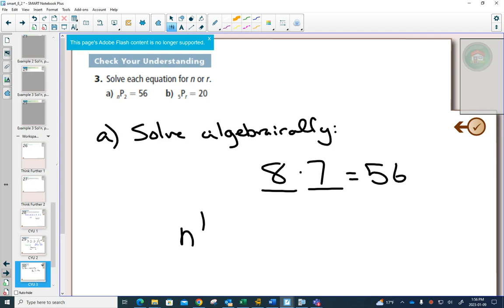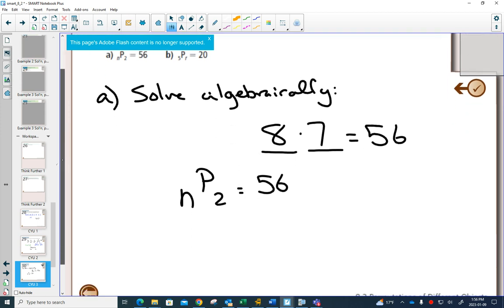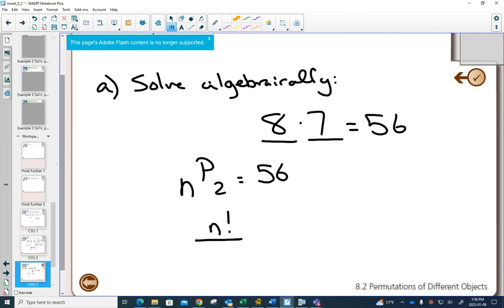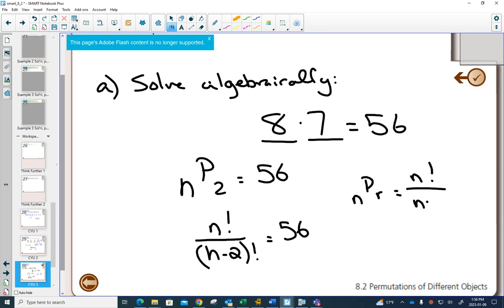Algebraically, nP2 has a formula. That formula is n factorial over n minus 2 factorial. And that formula is on your formula sheet like this. nPr is n factorial over n minus r factorial. Algebraically, when you have 2 factorials, you're able to simplify them. And you're able to simplify them by expanding the bigger one.